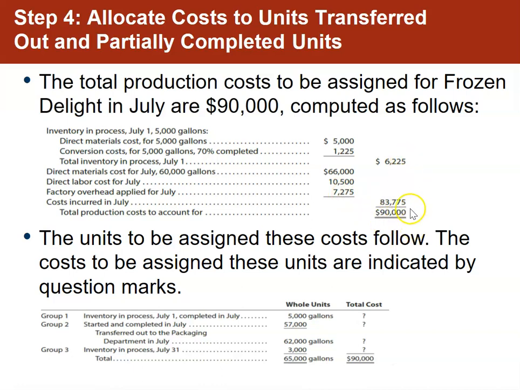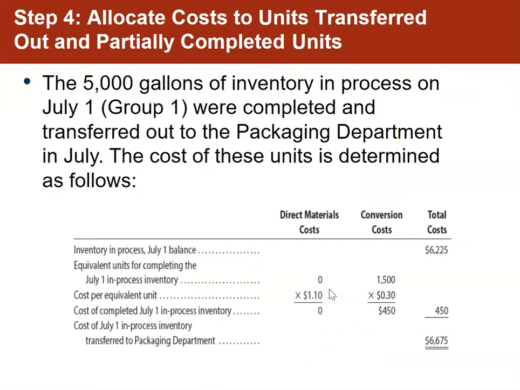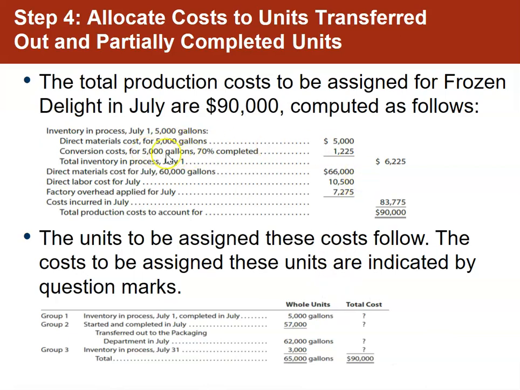You add these two figures, we get $90,000. However, these are total production costs for the month of July. We are not, however, saying that total production costs are $90,000. Why? Well, because we incurred some cost before. Remember, we're going to have some costs that were completed in the month of July, and they're going to be added.